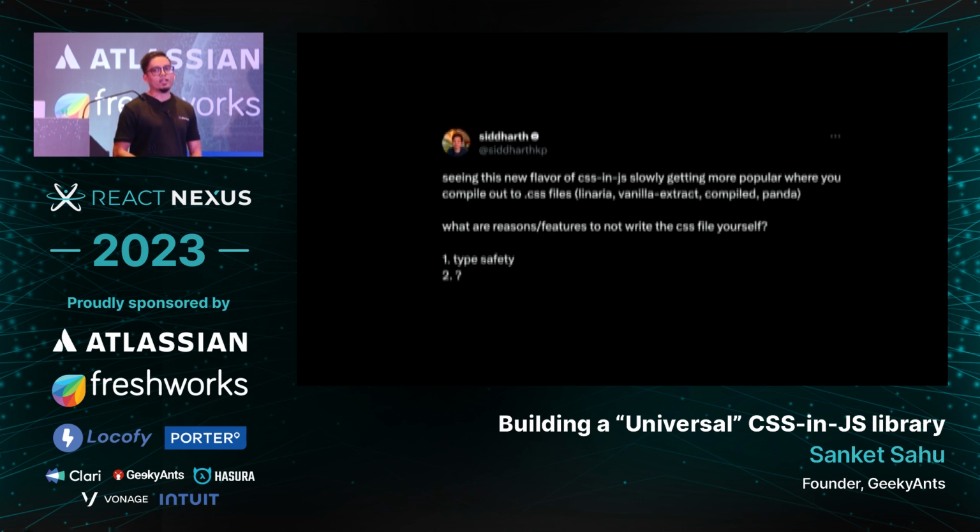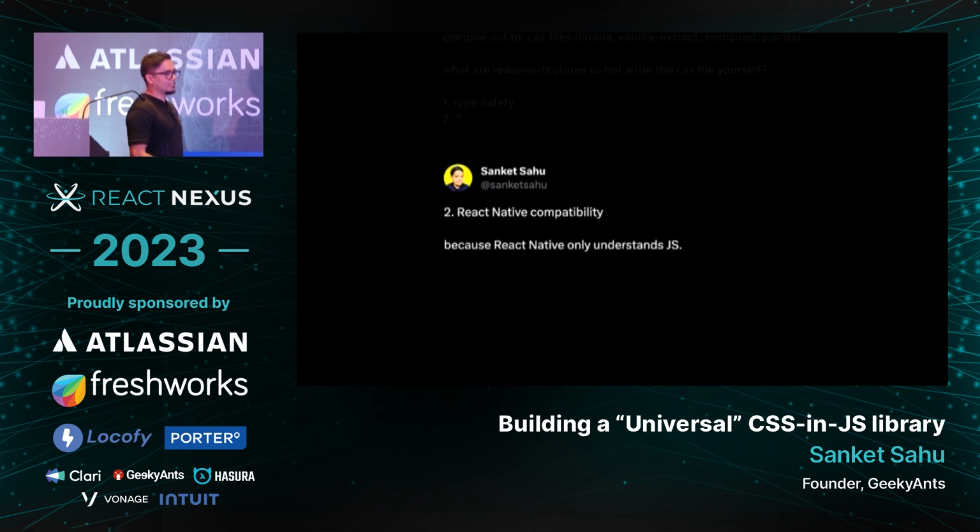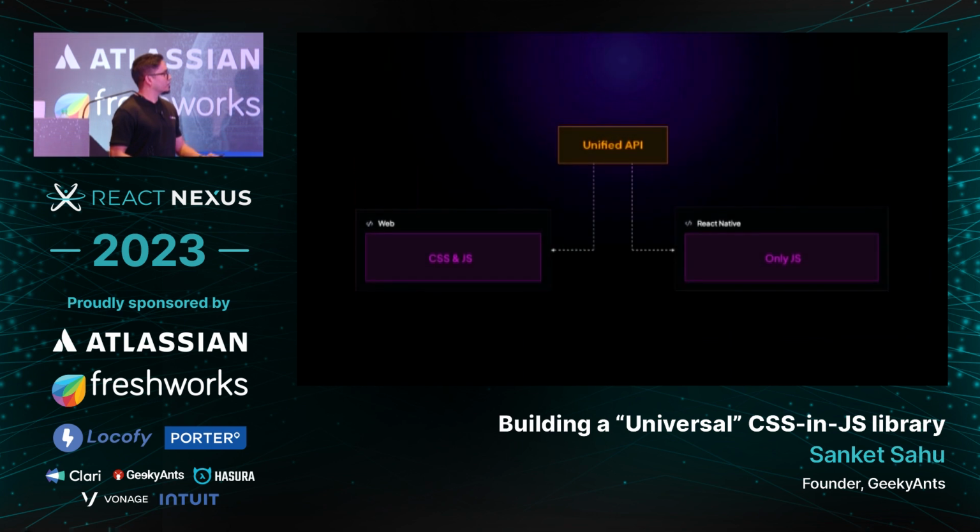I was quick enough to reply to his tweet: React Native compatibility, because React Native only understands JavaScript. So we have to do a JS-first API and then map it to different platforms. And also the entire DX is improved when you stay in the same language and don't fight between 2 different languages altogether. So this is how it works. You have a unified API on the top, and on web, the browser can understand CSS and JS, while React Native can only understand the JavaScript part.